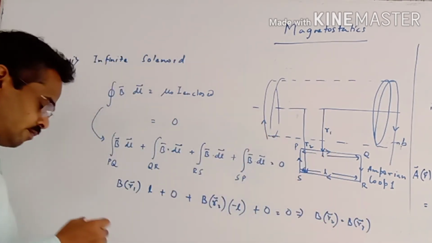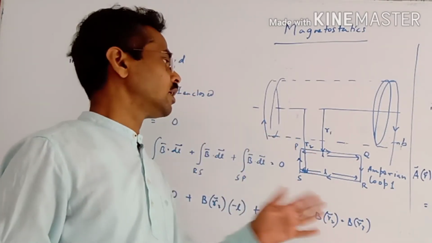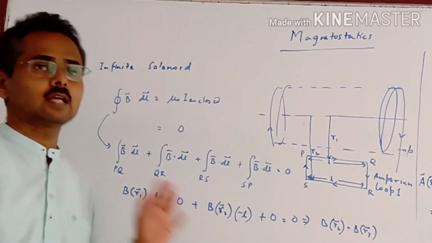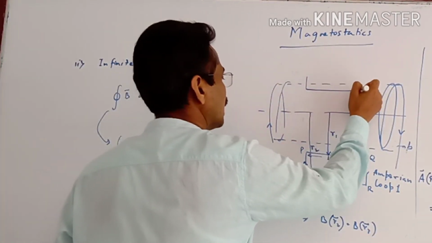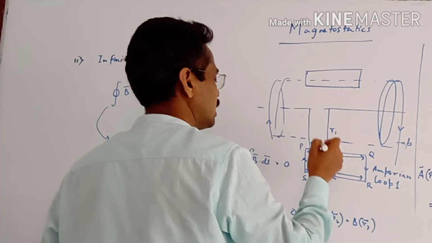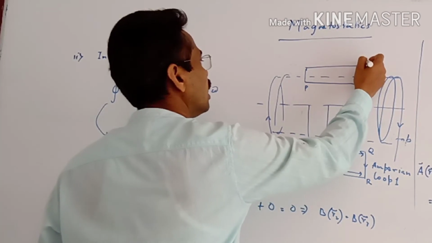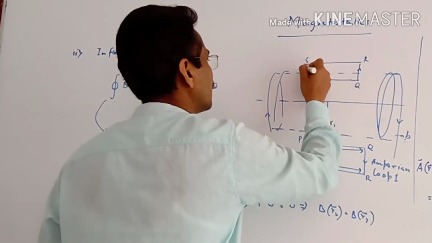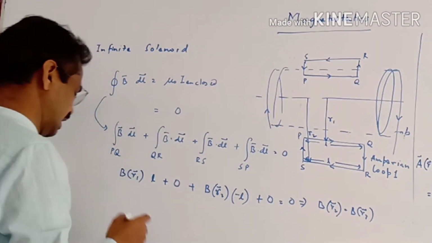So we have a uniform magnetic field in the region very close to the solenoid, where the Amperian loop is outside the solenoid. That much can be concluded. Let us now consider another loop which is partially within this solenoid, again PQRS, and again use Ampere's circuital law to calculate the magnetic field.